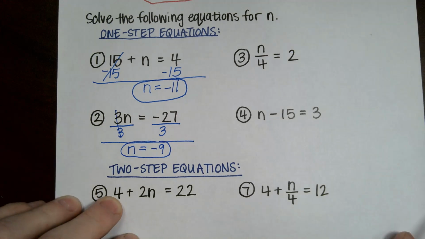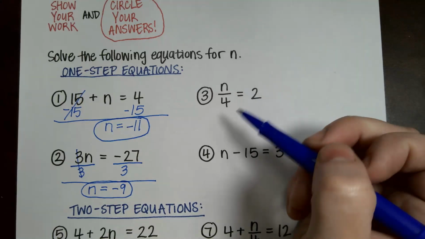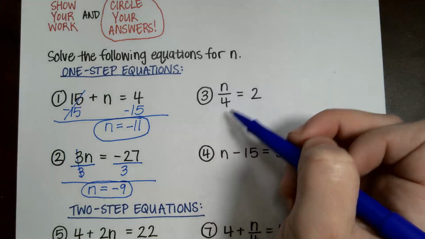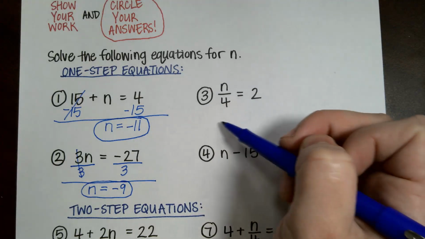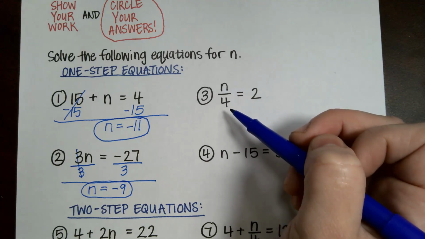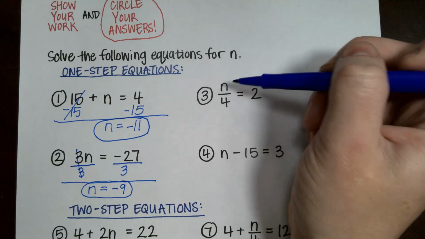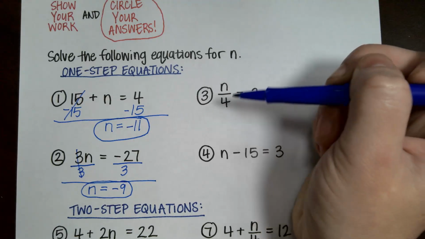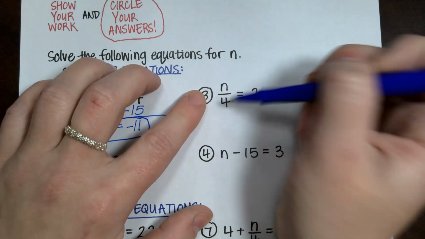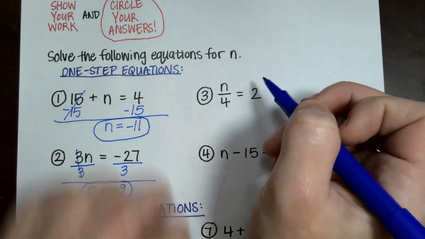All right, any questions? Okay, let's check number 3. I have n over 4 equals 2. What operation is happening here? Division, yes. You're gonna times 4. Anytime I have a fraction, or a number over another number, this can be read as n divided by 4. So we're always trying to get whatever n is by itself so that we can solve this.